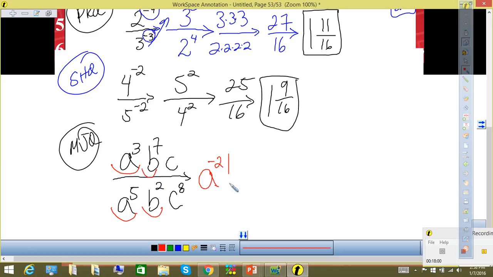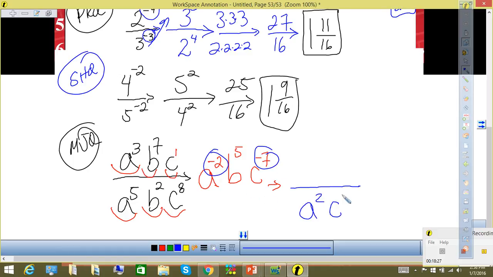This is the same base. Subtract the exponent, so this is to the fifth. What is the exponent on this one? 1. So these are the same base. And this is negative 7. Do we know what to do from there? Yes. We can't have these negative exponents. Where do these go? In the denominator. So this is A to the second, C to the seventh. What stays in the numerator? B to the fifth.